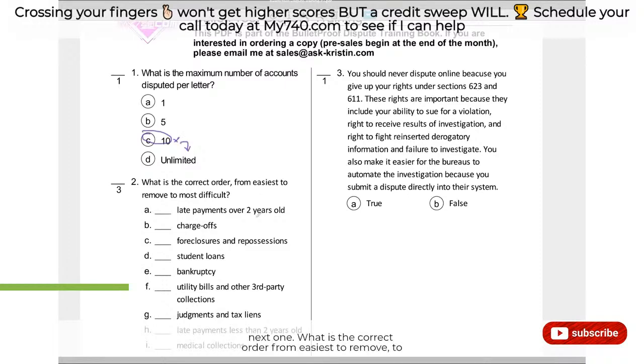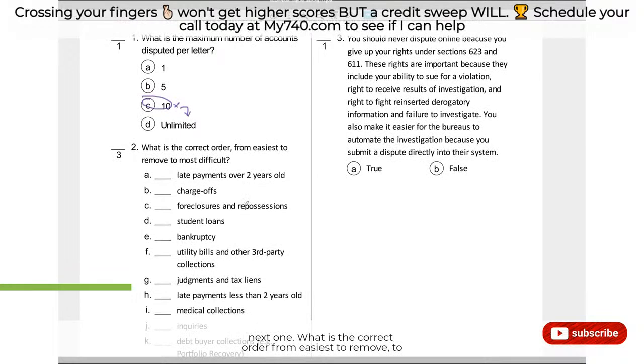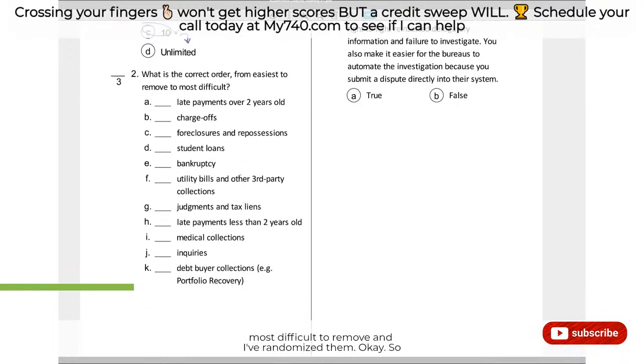What is the correct order from easiest to remove to most difficult to remove? And I've randomized them, okay? So the very first thing is going to be medical accounts. That is number one. Number two, I want you to fill this out first, okay? Let's just look at them. We have late payments over 2 years old, charge-offs, foreclosures and repossessions, student loans, bankruptcy, utility bills and other third-party collections, judgments and tax liens, late payments less than 2 years old, medical collections, inquiries, and debt buyer collections. So number two is going to be judgments and tax liens.